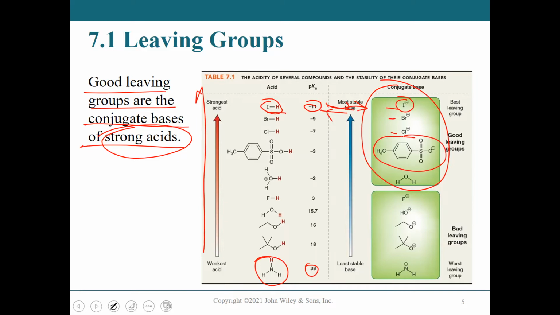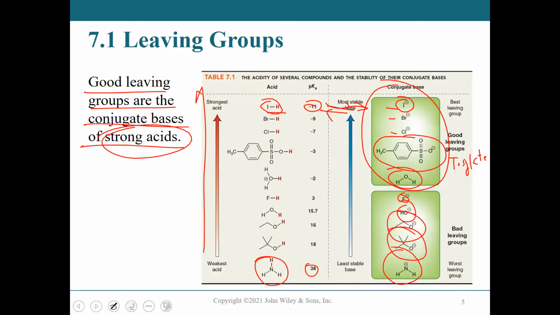This group, we will see towards the end of this lecture, is called the tosylate group. I cannot really write that well here. Tosylate. Okay, and then water. Water is also a good leaving group. Now, what are the bad leaving groups? Fluorides, right? We talked about that before. OH minuses, alkoxides, tert-butoxide, and amines or amide anions.